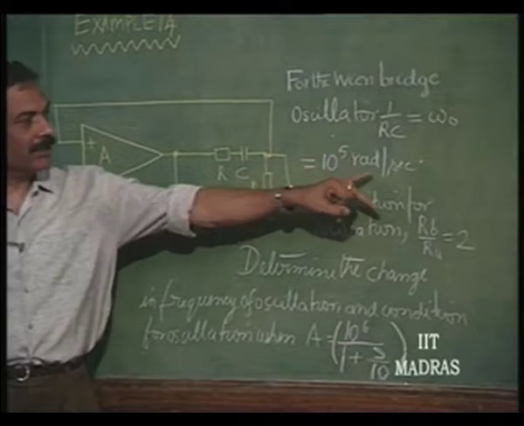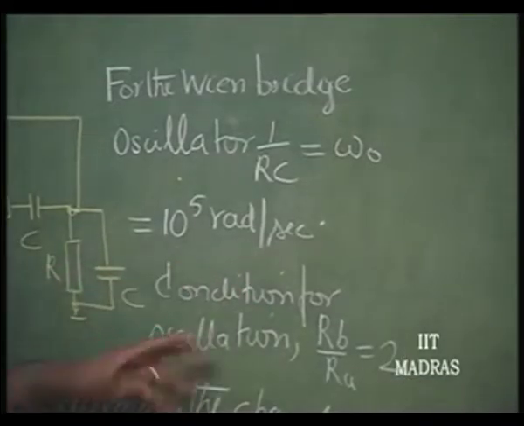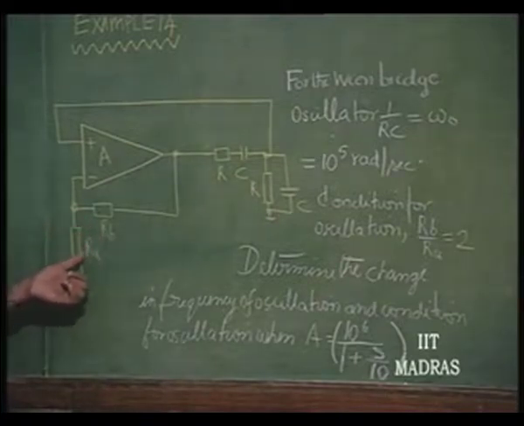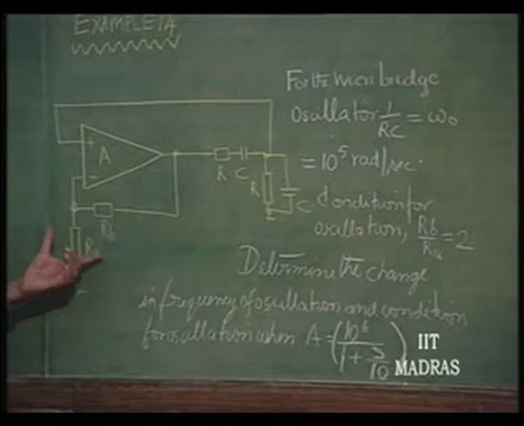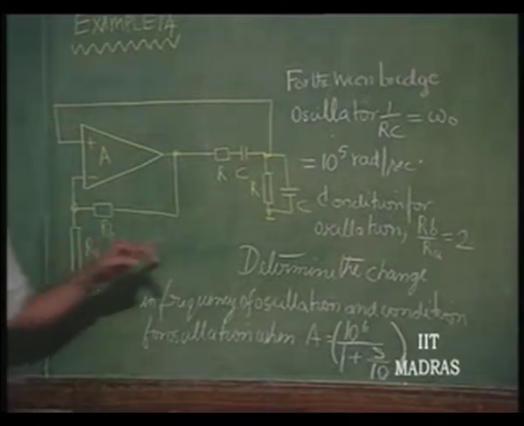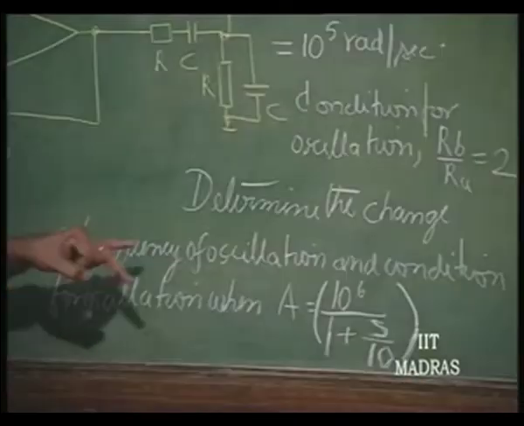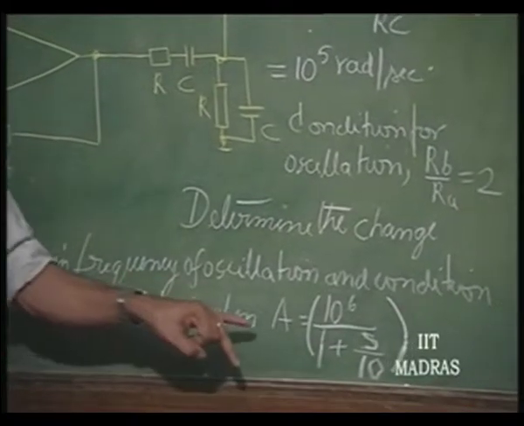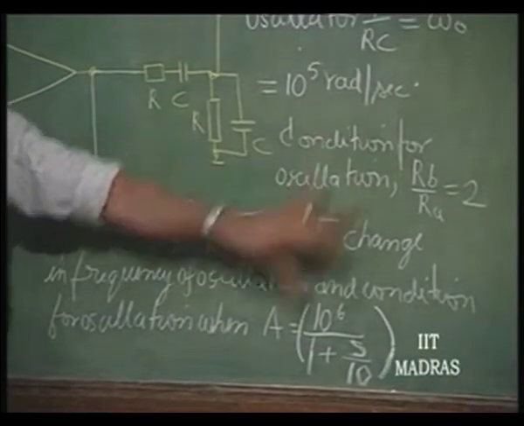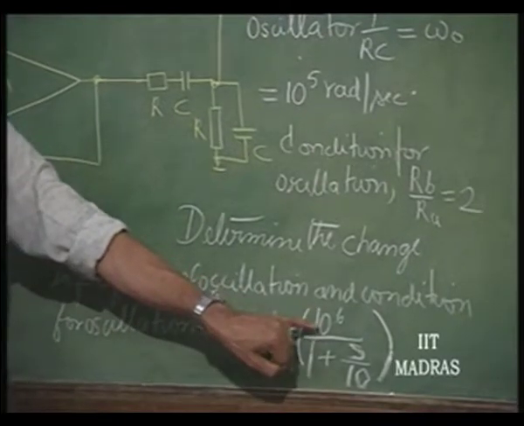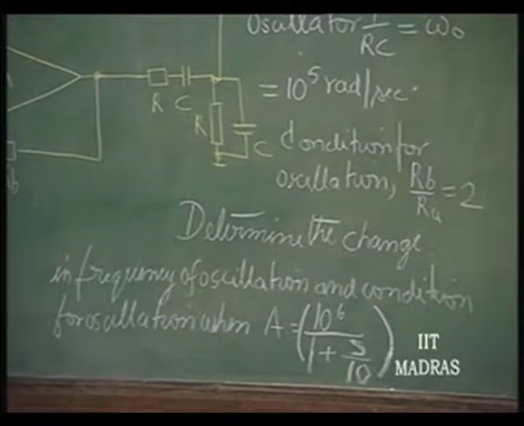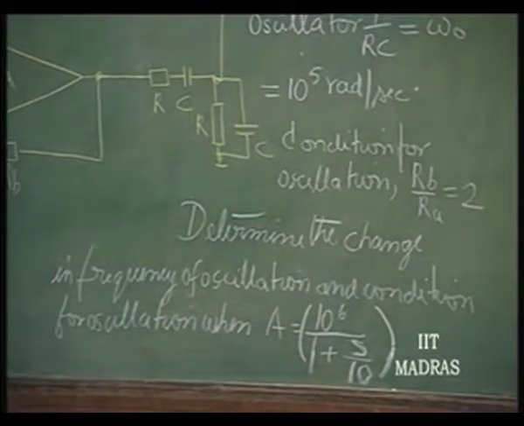10 to the power 5 radians per second, omega naught. Of course, the condition for oscillation is independent here, RB by RA is made equal to 2, so that the amplifier has a gain of 3, that we had derived in the earlier theory course. Now, determine the change in frequency of oscillation and condition for oscillation when A becomes not infinity as it was assumed here, A is finite and frequency dependent, 10 to the power 6 by 1 plus s by 10. So, we would like to know how much change occurs in the frequency of oscillation.